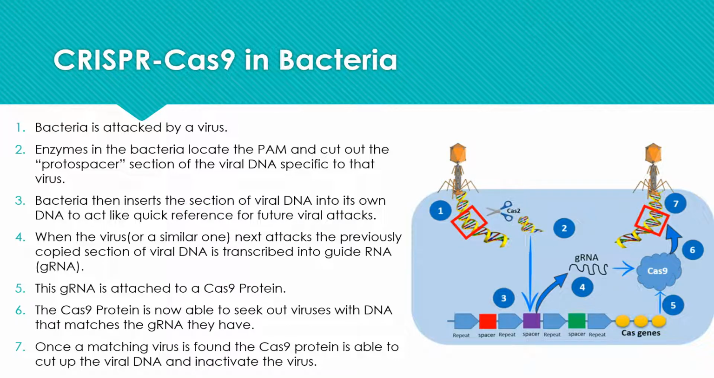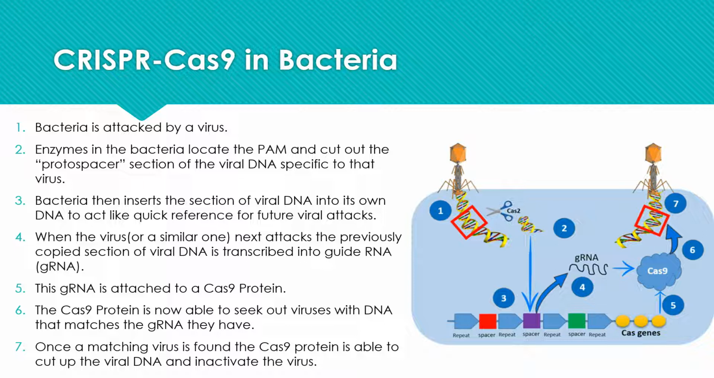Then in step 3, the bacteria is going to take that viral DNA they just took away from the virus, and they're going to insert it into their own DNA. And it's basically acting like a quick reference for future viral attacks. Now, in step 4, let's say that the virus has attacked again, or a similar virus has attacked this bacteria, days later. What happens is that section of viral DNA from the first attack gets transcribed into something called guide RNA or gRNA. Then the bacteria takes the gRNA and it attaches it to the Cas9 protein.